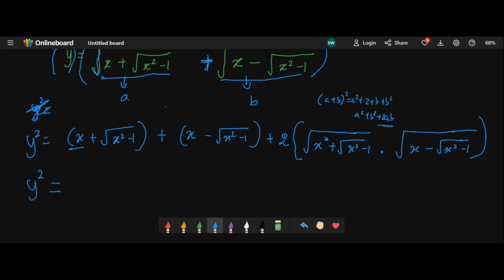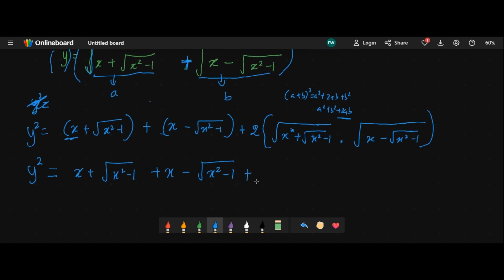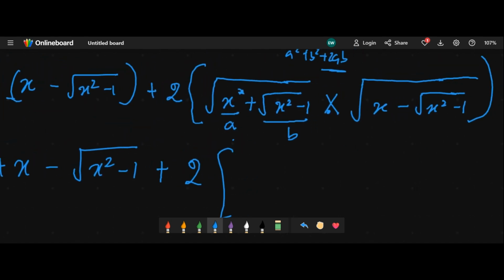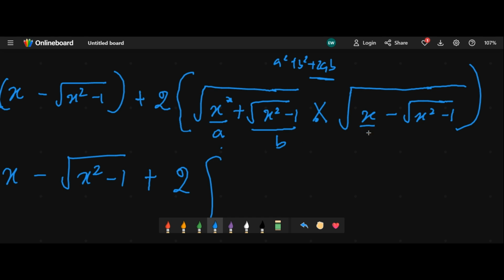see here, x plus root x squared minus 1, plus x, plus into minus minus, so minus root x squared minus 1, plus 2 into, we need to multiply these two. Now think of this as A and this as B. So this is A, this is B.